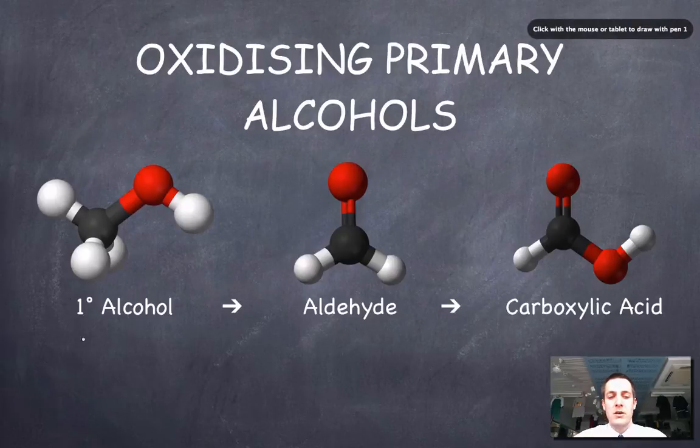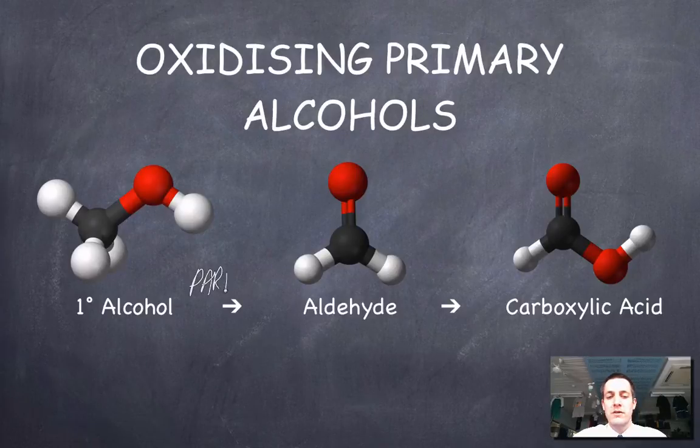If you take a primary alcohol and you oxidize it, so you add one of those oxidizing agents that we've just talked about, you can turn it first of all into an aldehyde, which would be called partial oxidation, because you haven't oxidized the molecule as far as it can possibly be oxidized. In fact, if you completely oxidize it, then you're going to turn it into a carboxylic acid.